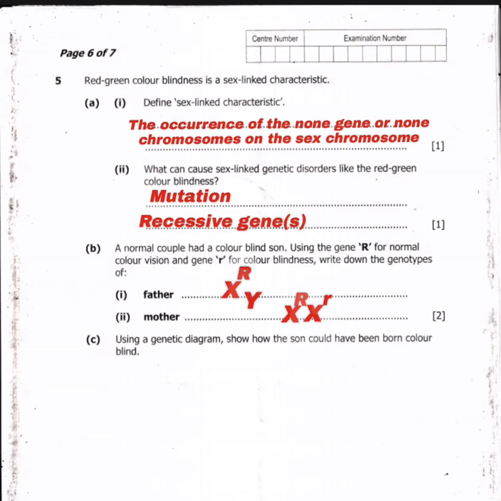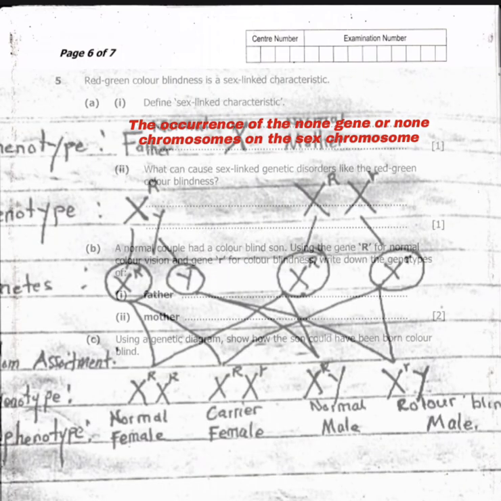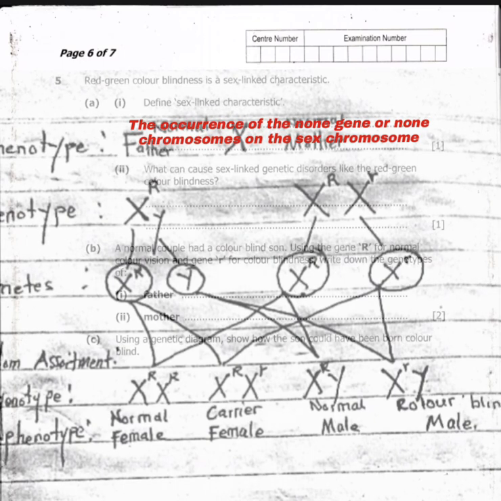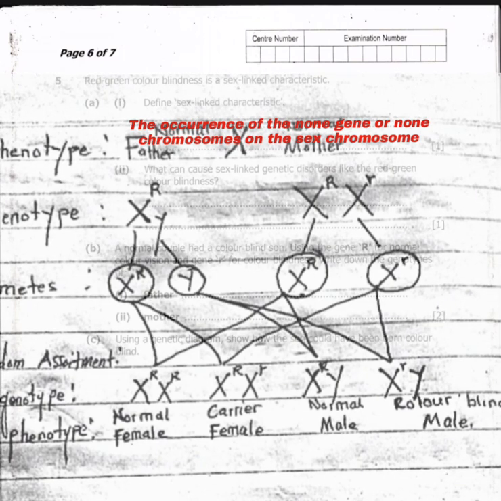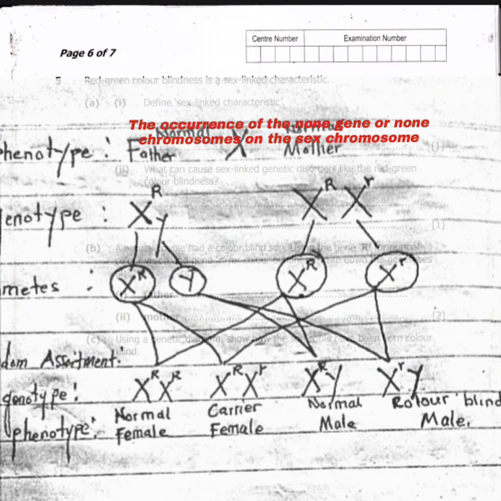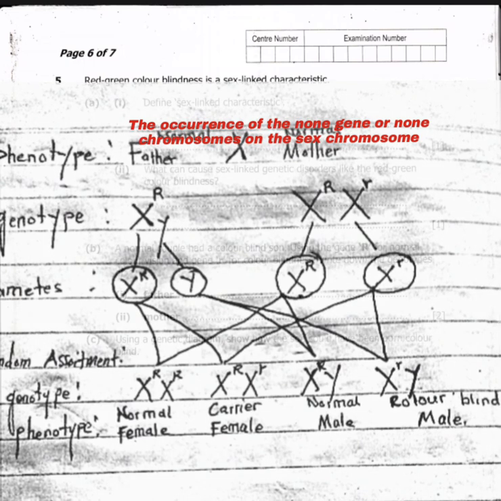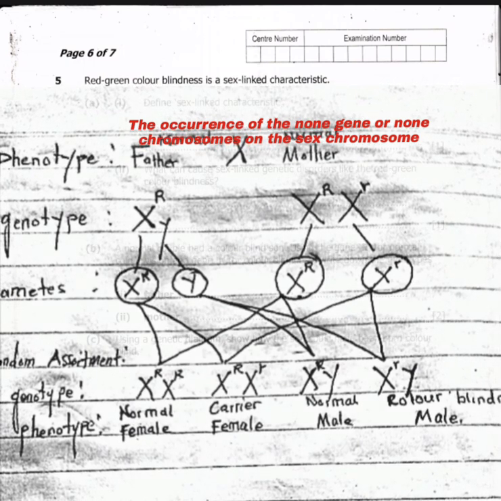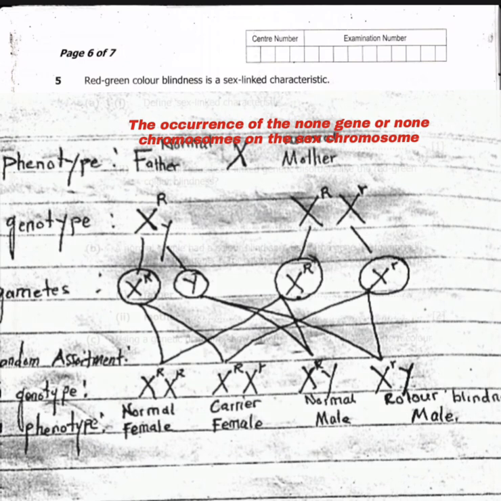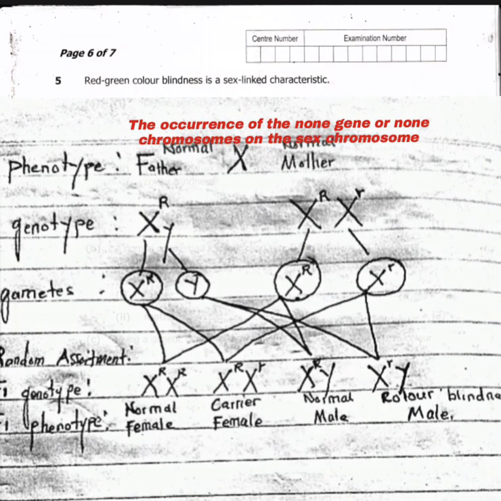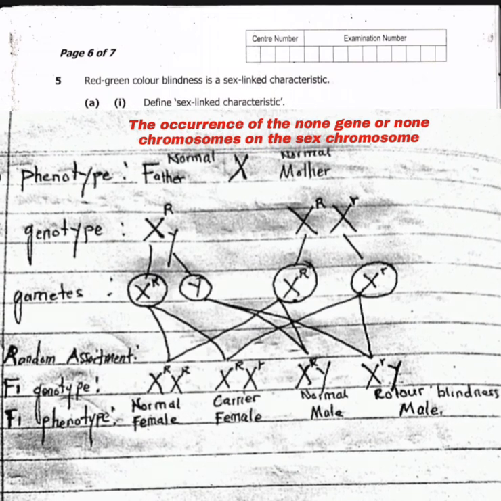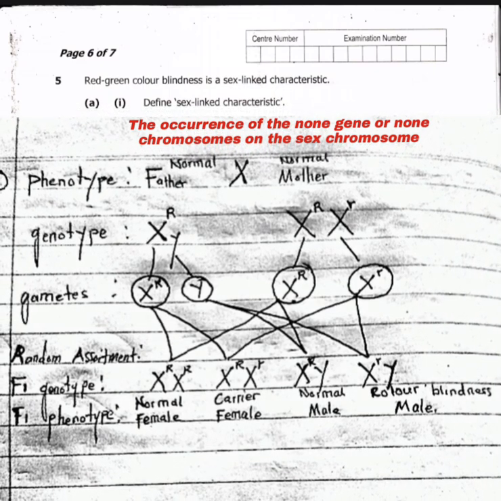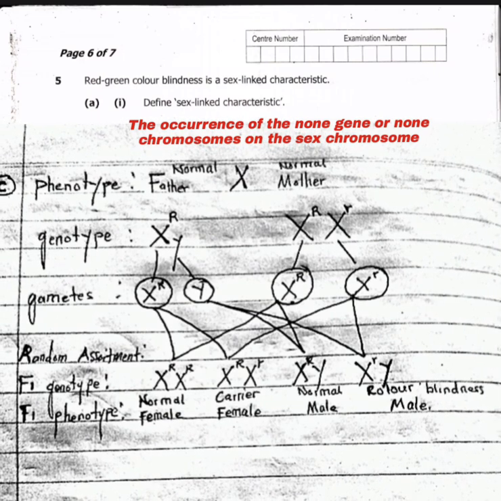So in this case here, I'm going to use the genotype of the father and the mother. I'm going to start with the phenotype, which is the outward appearance. So for the phenotype, I'm going to say the normal father crossed with the normal carrier mother. Then as for the genotype, for the father, it is X to the power capital letter R, then Y. Then as for the mother, it is X to the power capital letter R, X to the power small letter r.